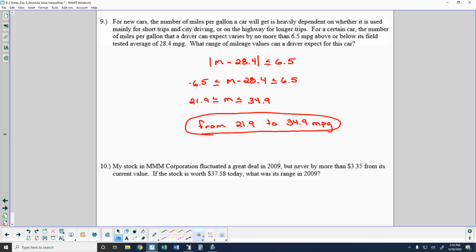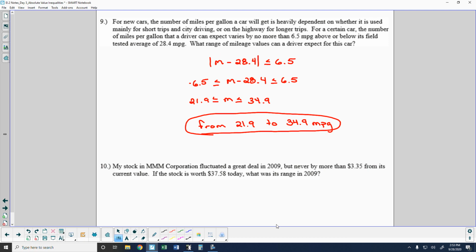In number 10, it says, my stock in the Triple M Corporation fluctuated a great deal in 2009, but never by more than $3.35 from its current value. If the stock is worth $37.58 per share today, what was its range in 2009? So basically, right now it's $37.58 per share, and in 2009 they went up some and went down some, and it fluctuated back and forth. We want to figure out what the range was.